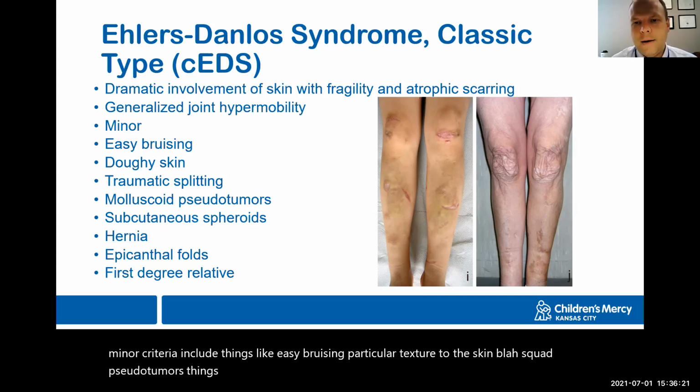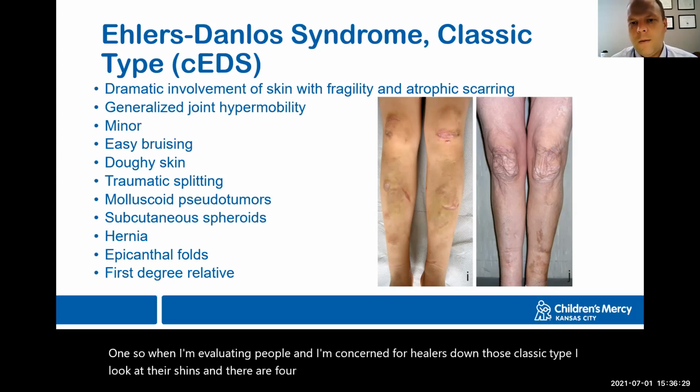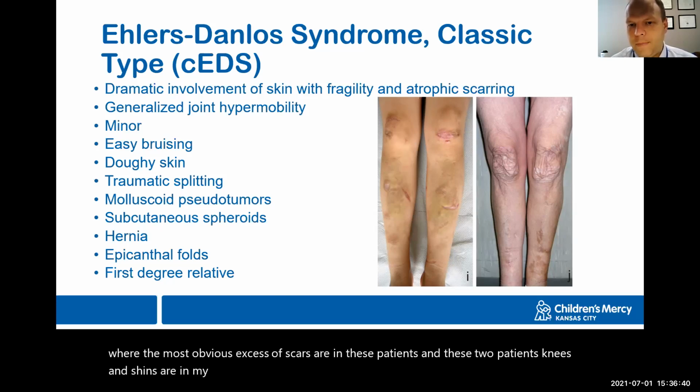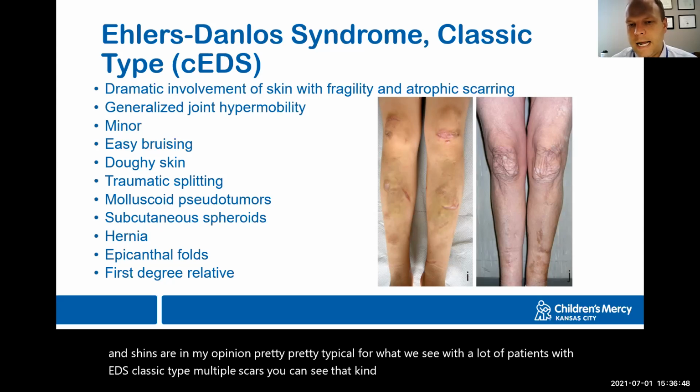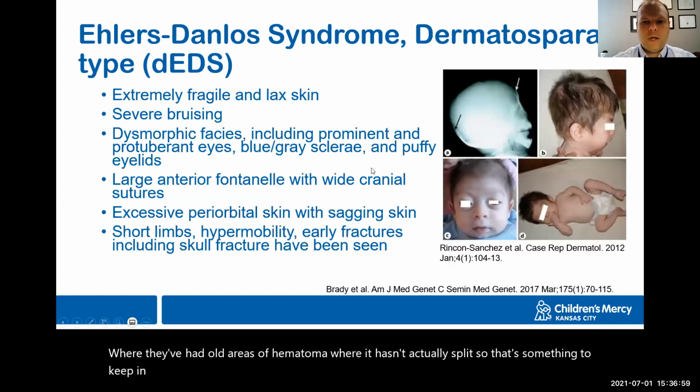And some of the minor criteria include things like easy bruising, a particular texture to the skin, molluscoid pseudotumors, things like that. So when I'm evaluating people and I'm concerned for Ehlers-Danlos classic type, I look at their shins and their foreheads first, because I find that that's often where the most obvious excessive scars are in these patients. And these two patients' knees and shins are, in my opinion, pretty typical for what we see with a lot of patients with EDS classic type. Multiple scars. You can see that hemosiderin staining on the anterior surface of the shins, where they've had old areas of hematoma where it hasn't actually split. So that's something to keep in mind when you're evaluating that patient.